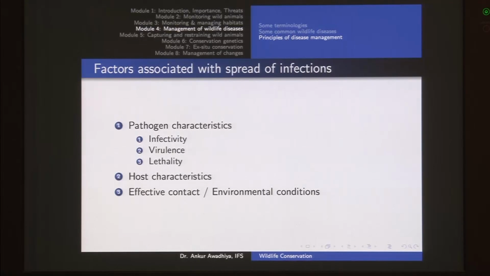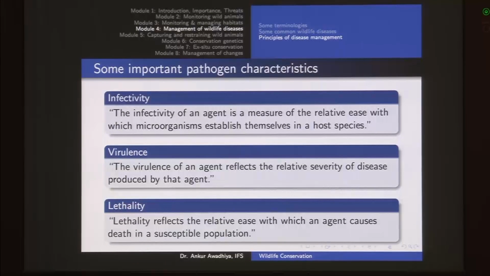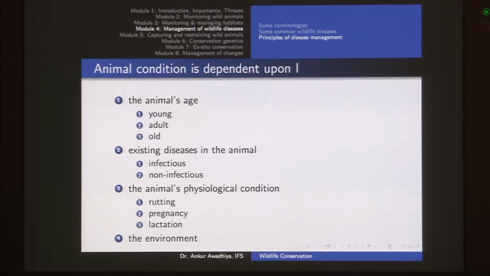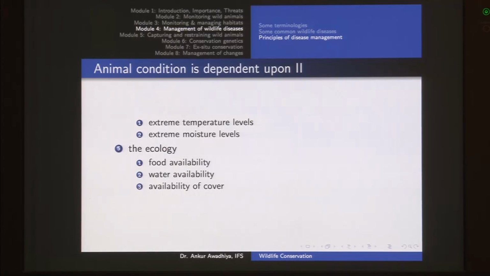So you have pathogen characteristics, host characteristics and environmental characteristics. So pathogen characteristics include infectivity, virulence and lethality. So we defined all of them. Animal characteristics would be the age, any prevailing diseases, the physiological condition, the environmental conditions and the ecological condition.